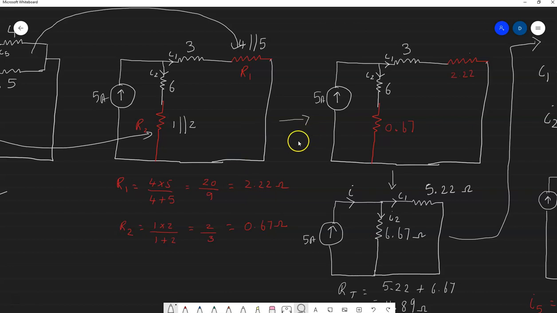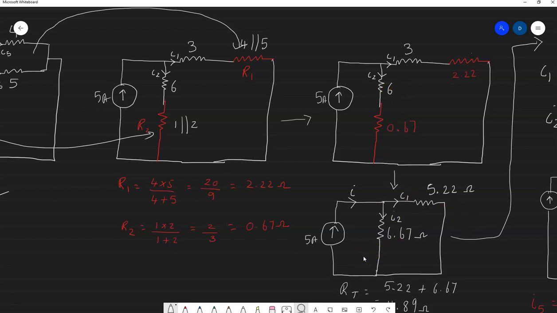So your circuit will become like this. And the next step is you have to find out... you still cannot determine the value of I1. You have to combine these two resistances, the 6 and 0, these two resistances. You'll end up getting this as an equivalent circuit. Now you can find the current I1 and I2.